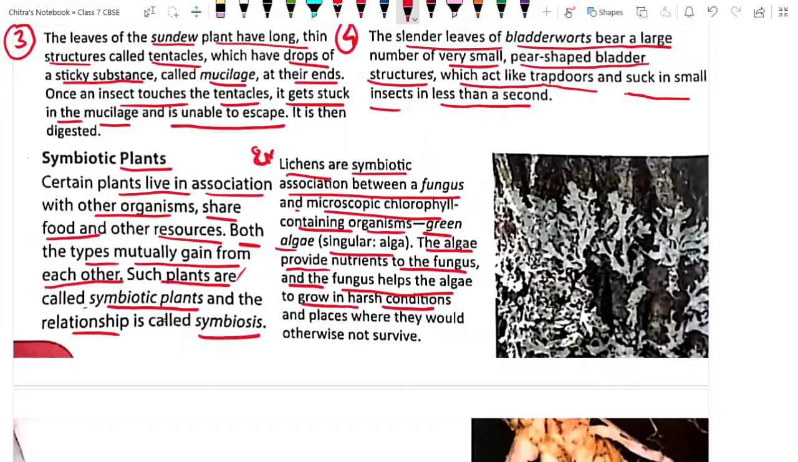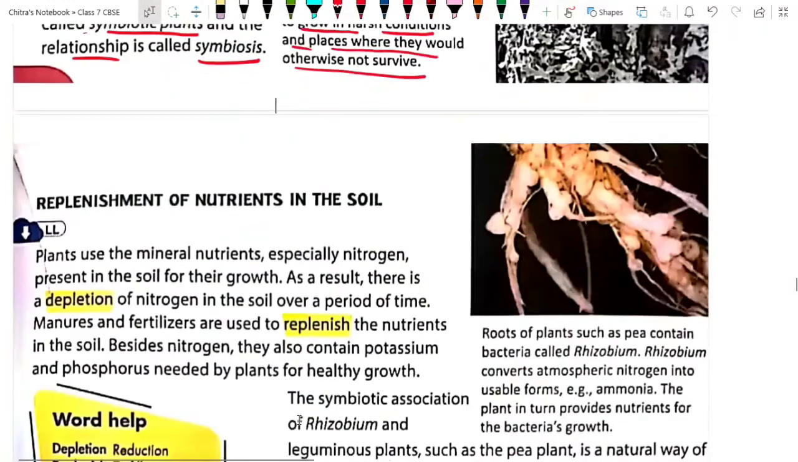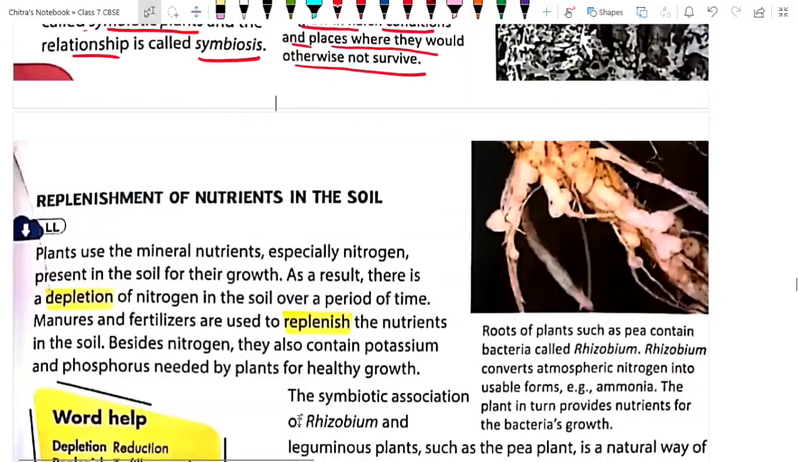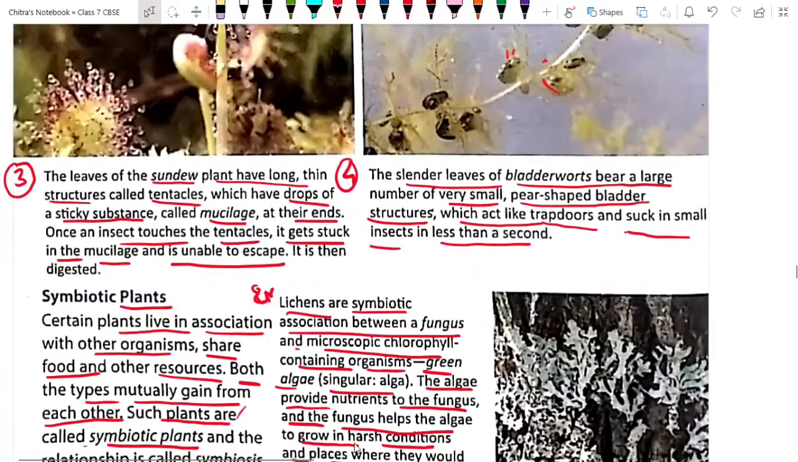That means the algae and fungus provide benefit to each other and they go together. This relationship is called a symbiotic relationship, in a place where they would otherwise not survive. So they can survive together, but not alone in that particular place. That means fungus as well as algae provide benefit to each other, and it is called a symbiotic relationship. So this is all about symbiotic plants.